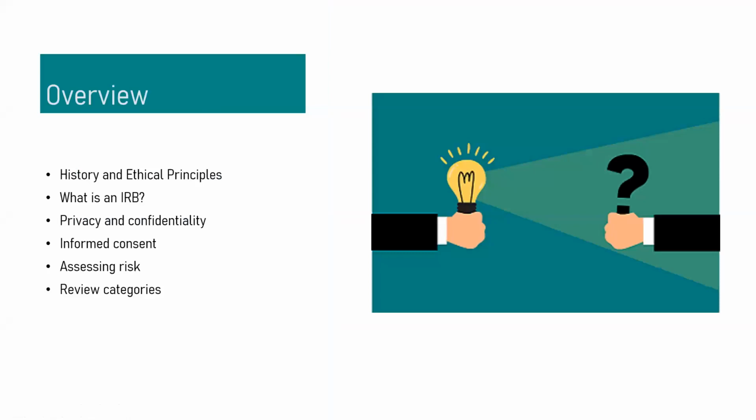Before we get started, I'd like to go over a little overview of what we're going to be talking about today. We're going to be discussing the IRB. First, we're going to go over a little bit of the history and ethical principles that led up to the IRB. Then we're going to talk specifically about what is an IRB and some of the important aspects that go into your study that have to do with the IRB, which is privacy and confidentiality, informed consent, and assessing risk. And then finally, at the end, we're going to talk a little bit about the 3 review categories that your study can be placed into by the IRB.